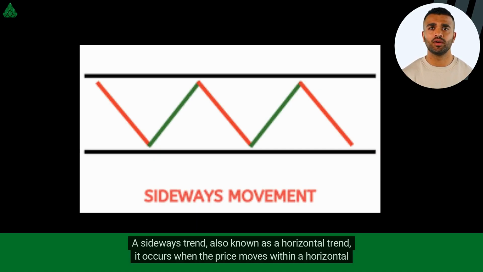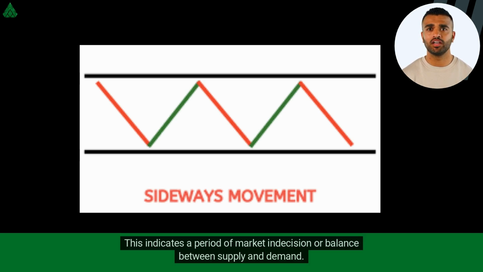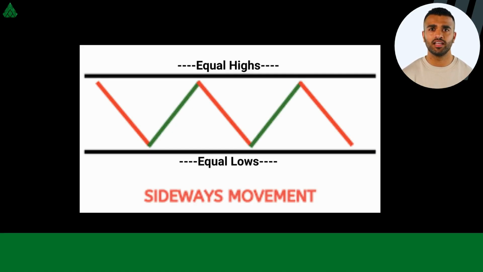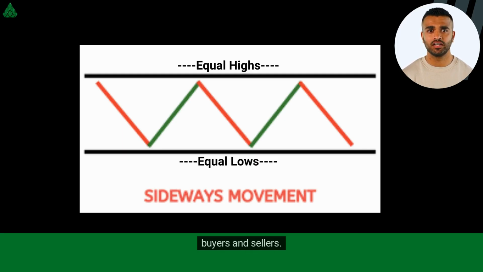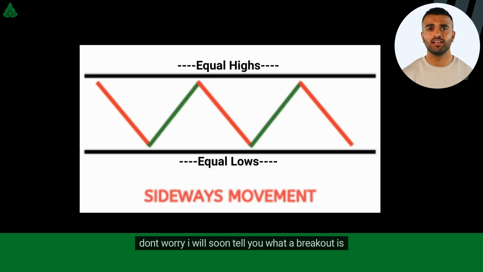It occurs when the price moves within a horizontal range, showing no clear uptrend or downtrend. This indicates a period of market indecision or balance between supply and demand. During a sideways trend, prices move within a narrow range, forming a series of approximately equal highs and equal lows. This phase often occurs when the market is waiting for new information or when there is a balance between buyers and sellers. Traders may choose to wait for a breakout from the range before taking a position. Don't worry, I will soon tell you what a breakout is.